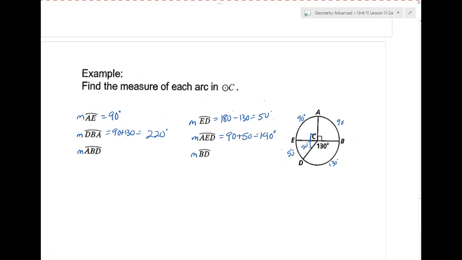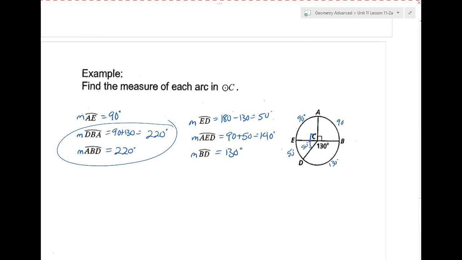How about the measure of arc ABD? It should be what? Notice, I was trying to fool you, but you shouldn't have been fooled. Are those the same arc? Yeah, these two are exactly the same. It's just how you chose to name it. Which one you started with was different, but it's the exact same arc. All right, arc BD, 130.